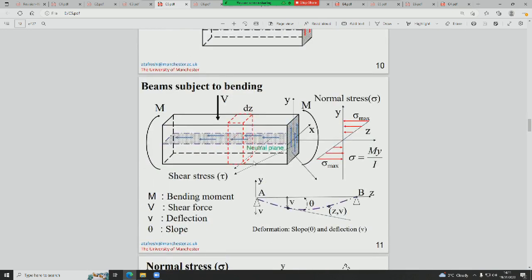So this is normal stress applied on the section. And that's the equation for normal stress, for a beam which is symmetric, which has one axis of symmetry. M is the bending moment applied, y is the distance of any layer from the neutral plane, and I is the second moment of area. A neutral plane, or neutral axis on the section, always passes through the center of gravity of the section.